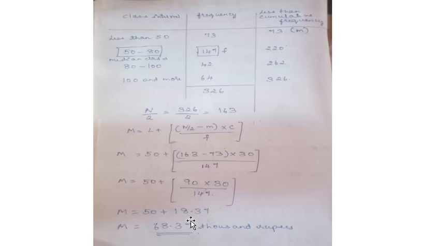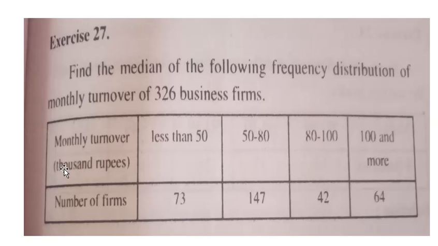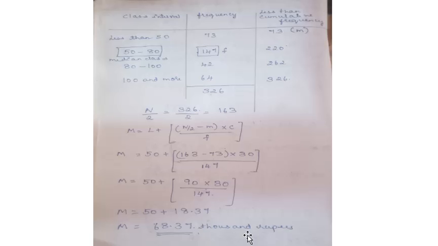You will get 18.37. I'll repeat, you will get 18.37. Now add 50 plus 18.37, you will get 68.37 thousand rupees. So that is the answer. Median is 68.37 thousand rupees, that is in 1000 rupees. Why? Because the class interval is in 1000 rupees, so the answer will also be in 1000 rupees. This is about the problem of median and how to calculate the median.